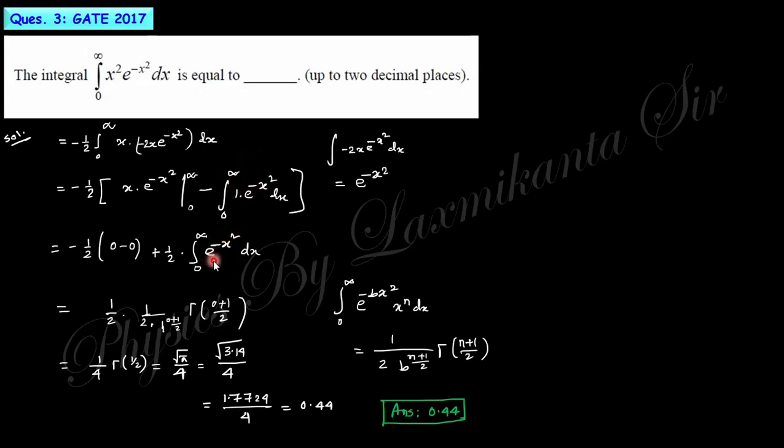This can be written using the gamma function formula, that is, integral from 0 to infinity of e to the power minus b x square times x to the n dx is 1 by 2 b to the power (n plus 1) by 2 times gamma of (n plus 1) by 2. Here it is x to the power 0, so n is 0 here, and gamma half is root pi. So the value of this integral will be 0.44. The answer of this question is 0.44.